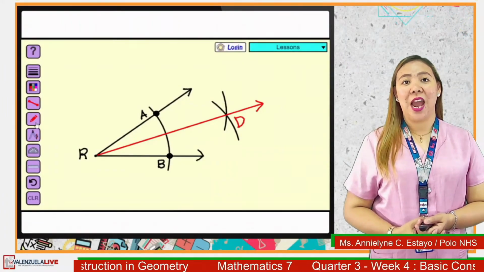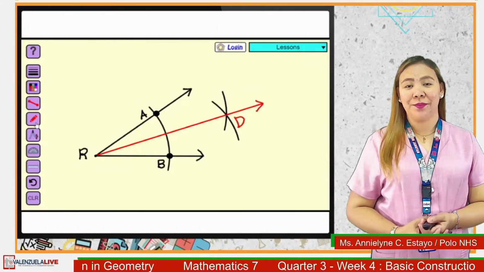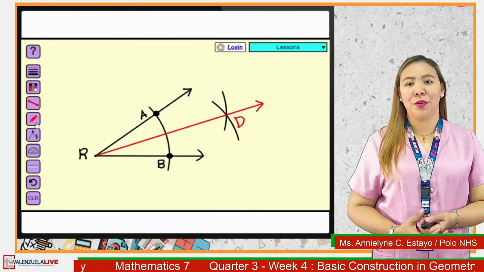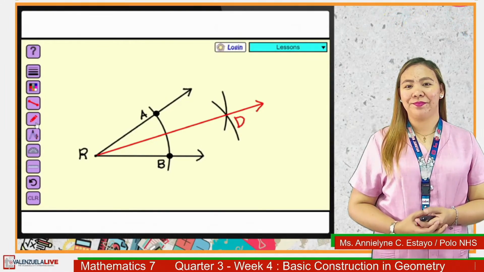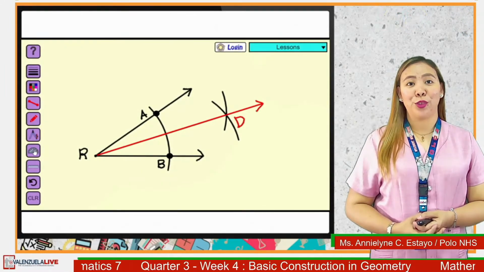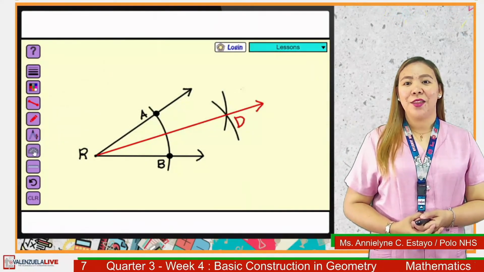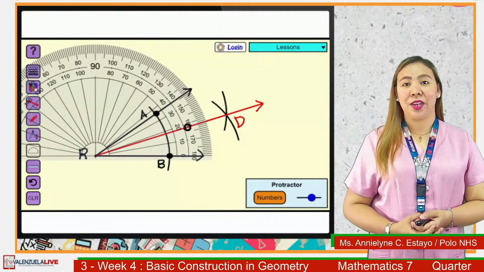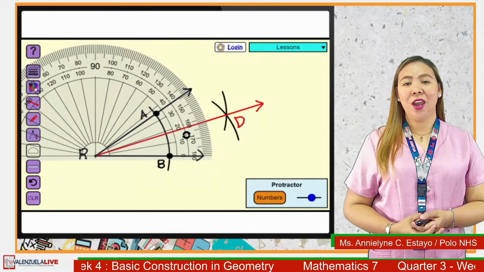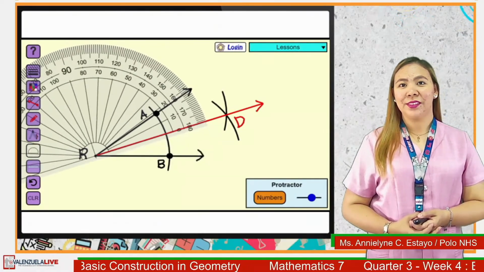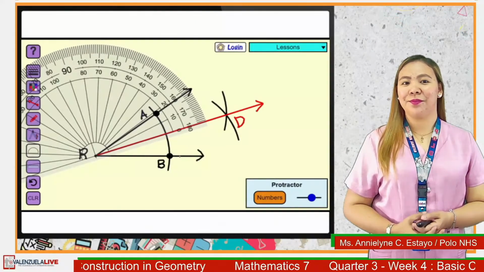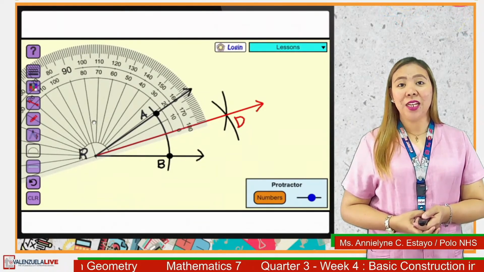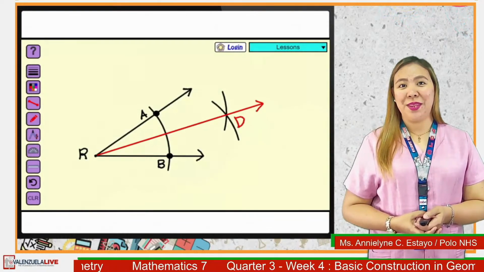If ray RD is the angle bisector of angle ARB, it means that the measurement of angle BRD is equal to the measurement of angle ARD. Using a protractor to check their measurements, the measure of angle BRD is 18 degrees, and the measure of angle ARD is also 18 degrees. So, we can say that ray RD is the angle bisector of angle ARB.